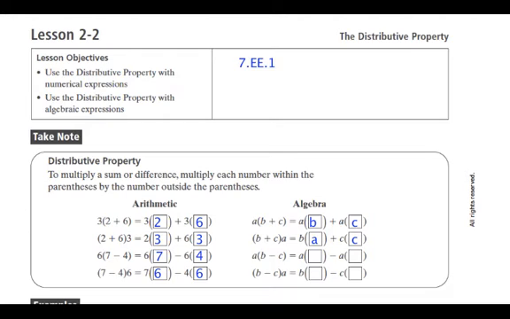For the third one, we have a times the quantity b minus c. So distribute the a to the b and to the c. So you end up with a times b minus a times c.